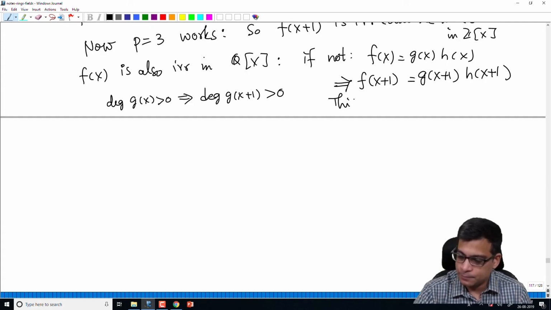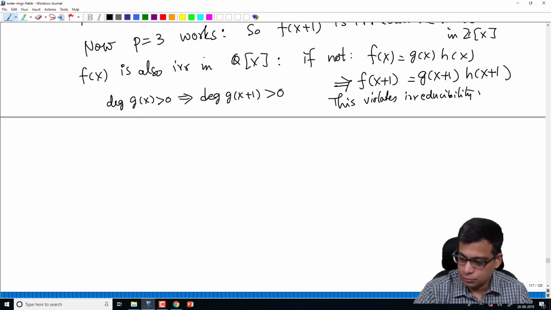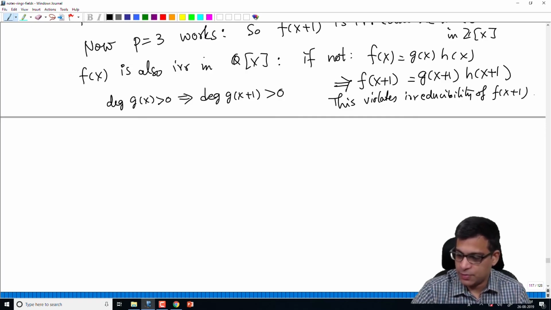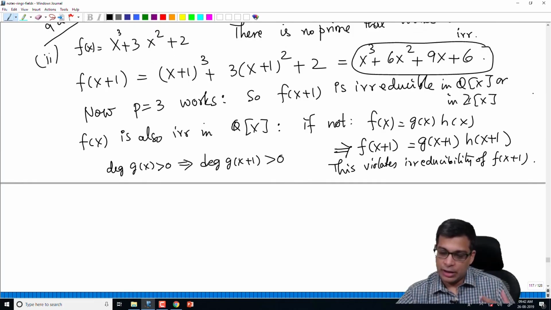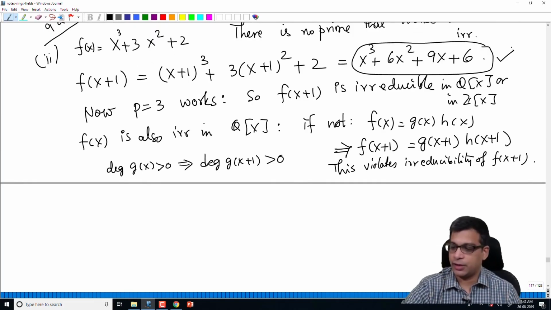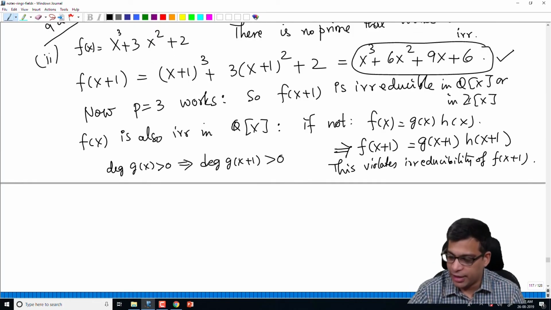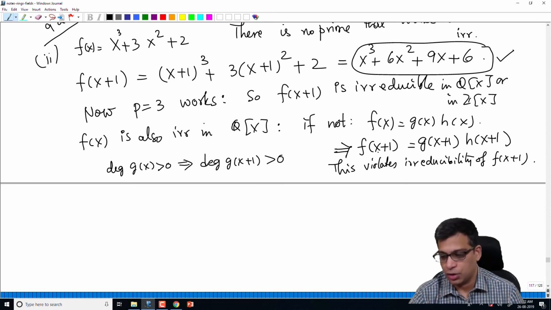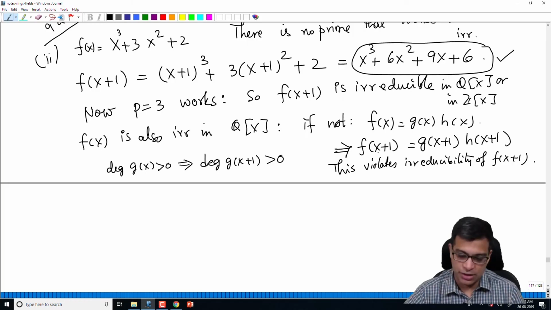This violates irreducibility of f of x plus 1. So f of x plus 1 is irreducible by Eisenstein criterion. If f of x is reducible, f of x plus 1 is also reducible, violating the conclusion earlier. So f of x is also irreducible.